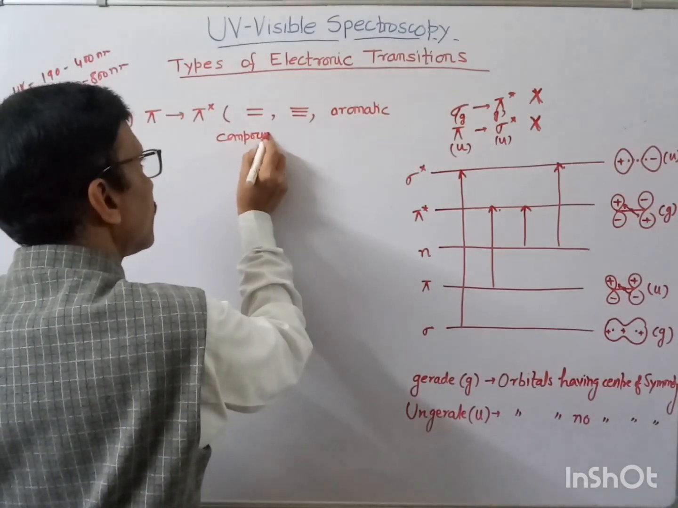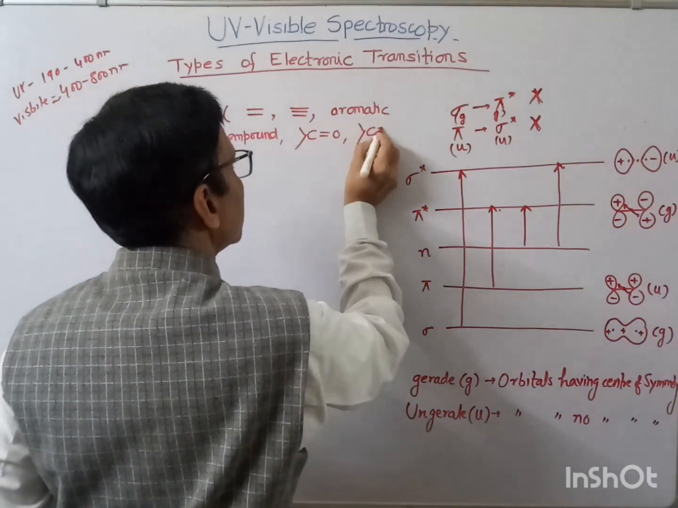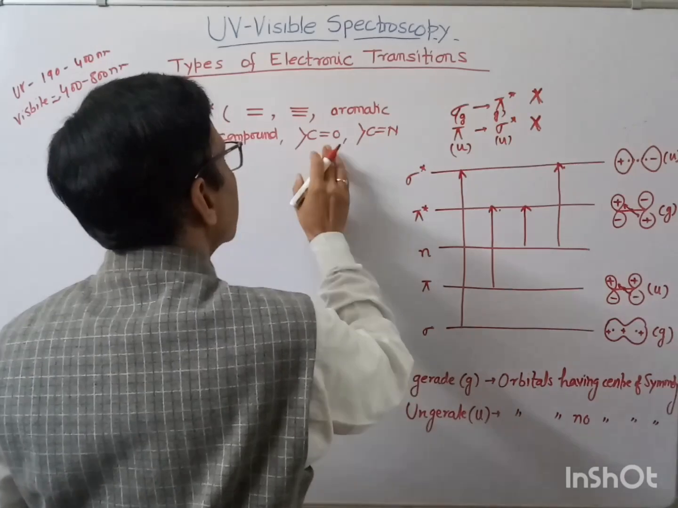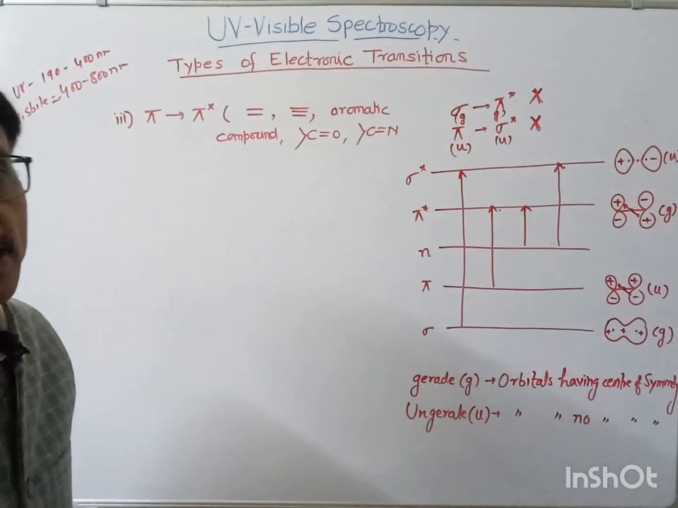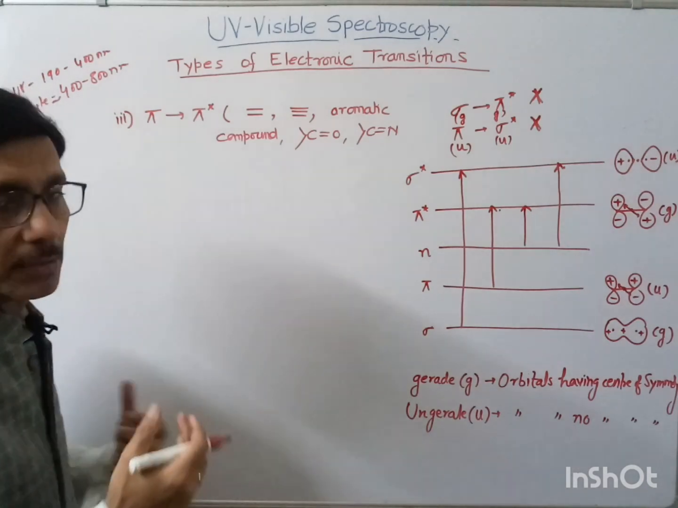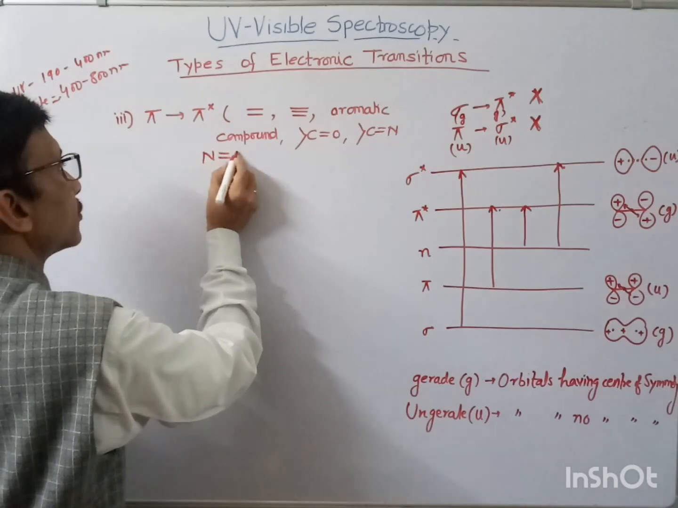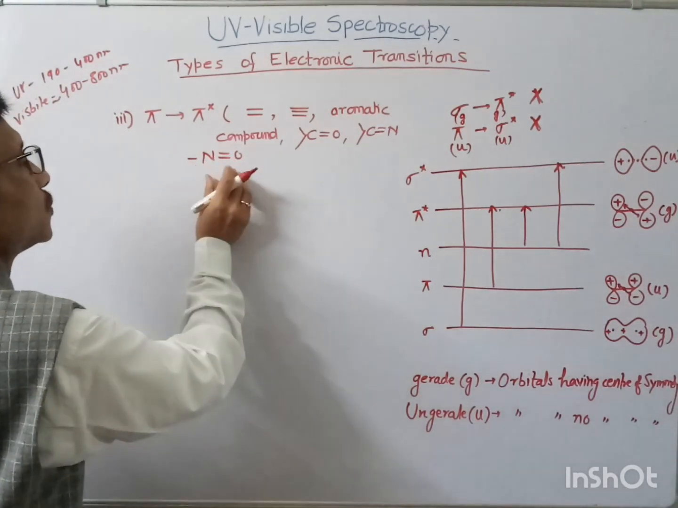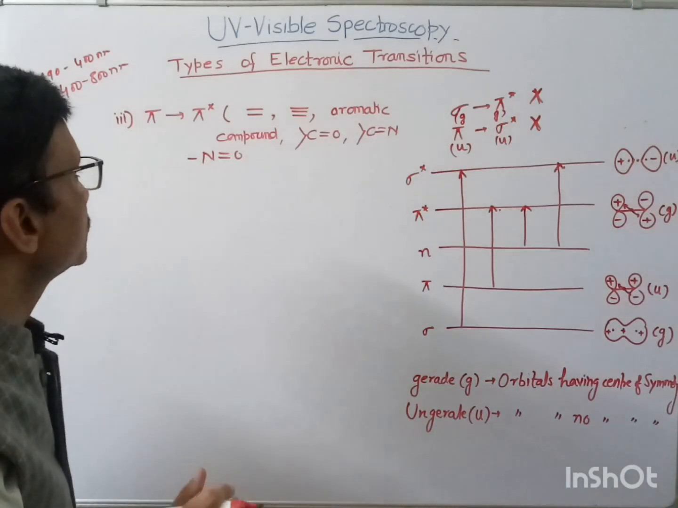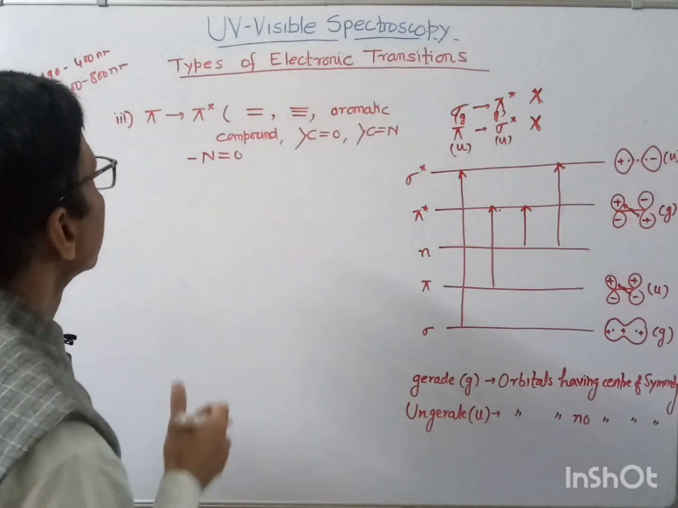It can be found in a carbonyl compound or in an imine, where a double bond is present, like the double bond between nitrogen and oxygen. So these transitions are possible in these molecules.